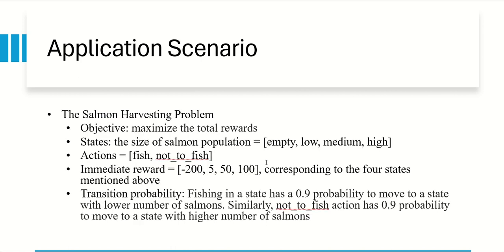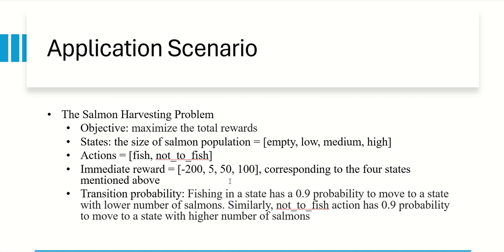About the computation application scenario, it is actually a fish harvesting problem. So we are actually maximizing the total reward. There are 4 states in total, which means empty population, low population, medium population, and high population for fish, and the action is to fish or not to fish.